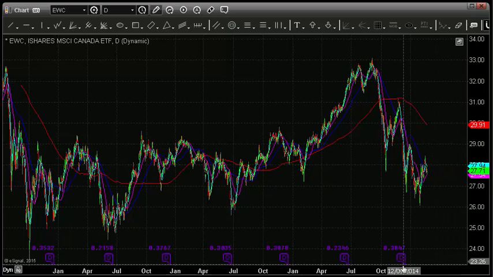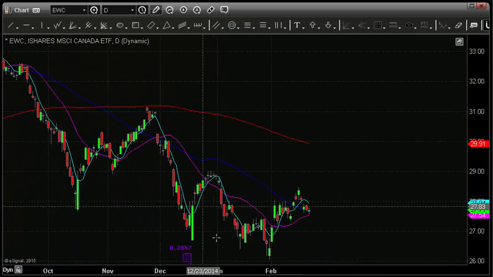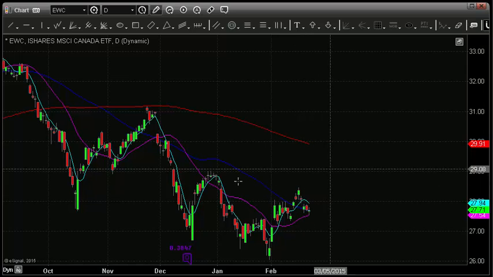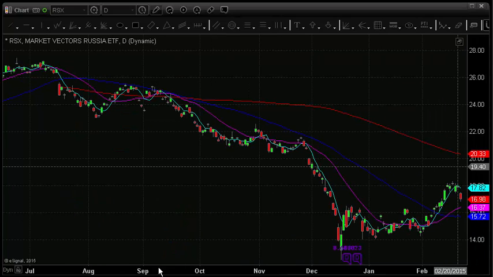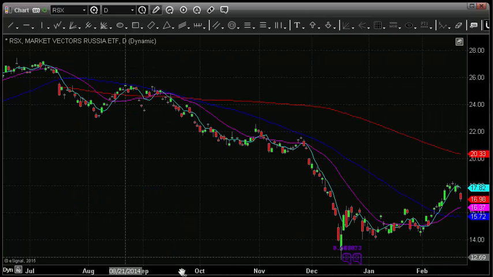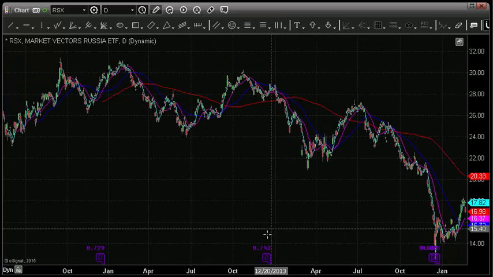It looks as though it's got its first sign that it has pulled back to a support zone, and the momentum here has started to shift to the upside. Another one that I like and that a member pointed out is the RSX. I have been watching this for a while. Let me just zoom way back on the RSX. This is the Russian ETF.